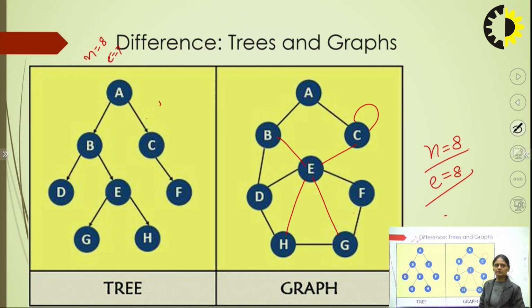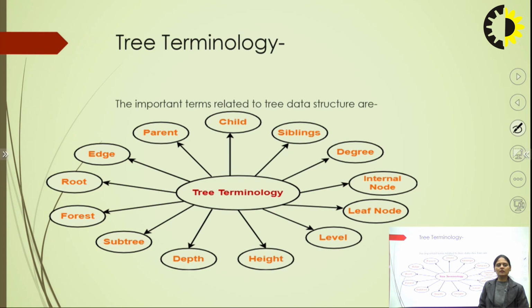So let's proceed. There are some basic terminologies of trees. Some of the important terminologies are: root, edge, parent node, child node, siblings, degree, internal node, leaf node, level, height, depth, subtree, and forest. These are some of the basic terminologies that we must know before we proceed to any operation of the tree data structure.